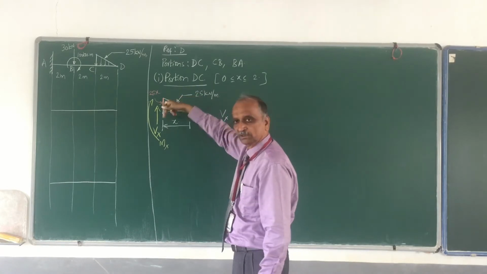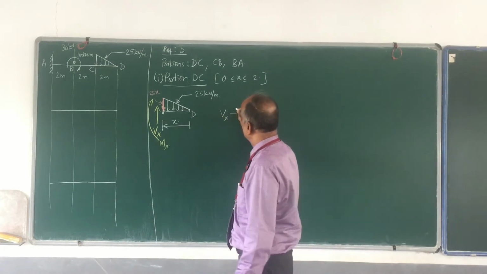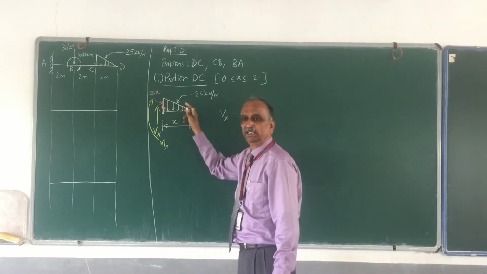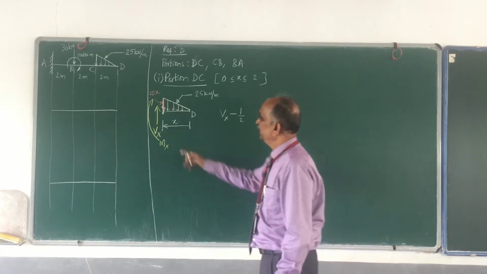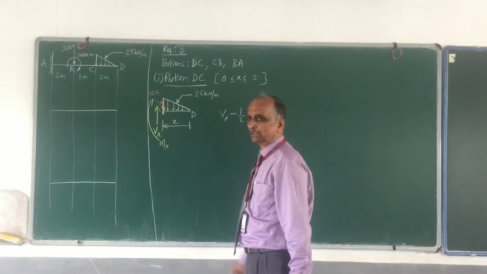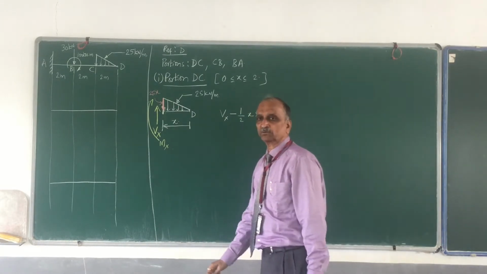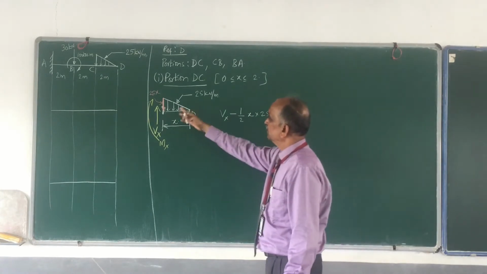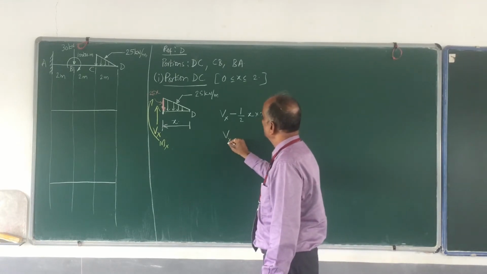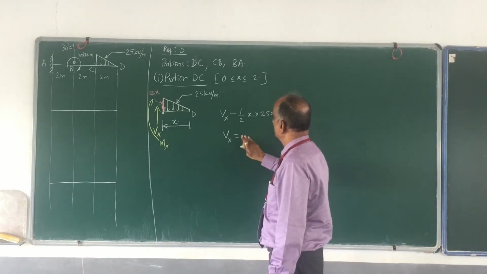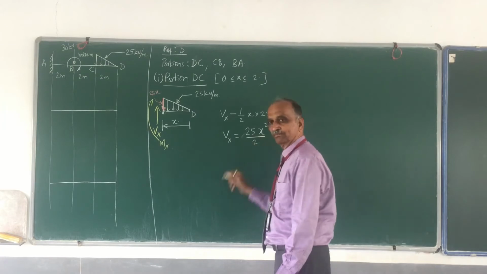This triangular force is a downward force, therefore it is minus. How much? The area of the triangle will give you the equivalent force. The area of the triangle is half base into height. Base is x, and the height is 25x. Half into x into 25x. Any other force? No. That is equal to 0. Therefore, Vx is equal to, not minus, it is plus 25 into x square divided by 2.